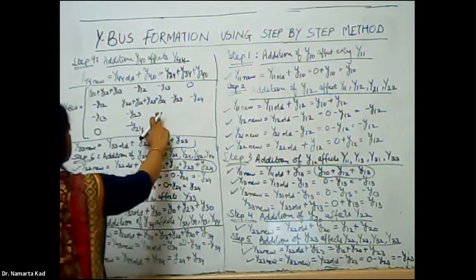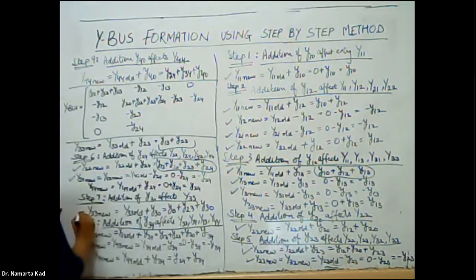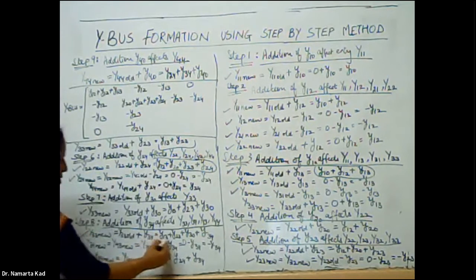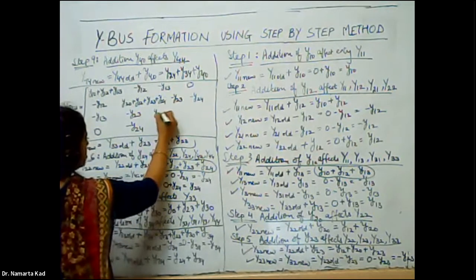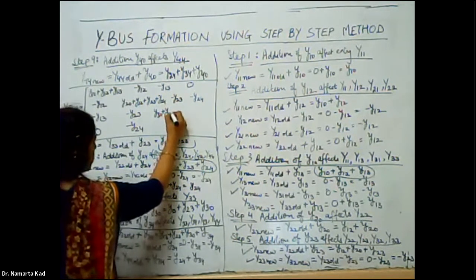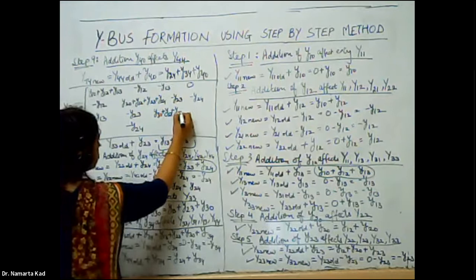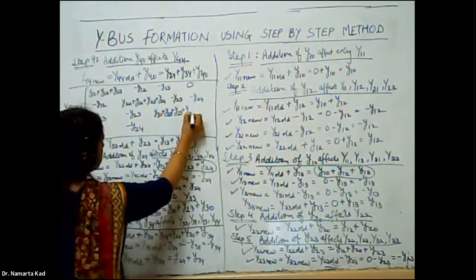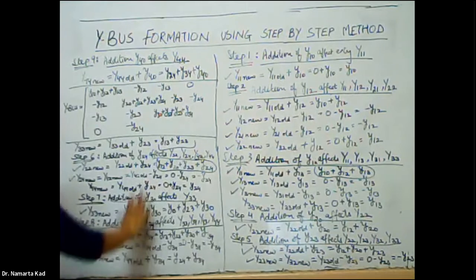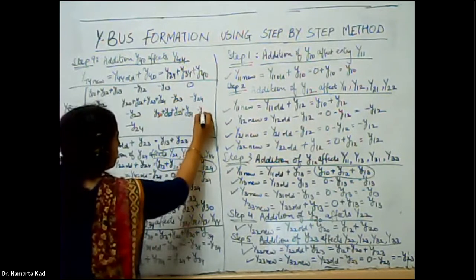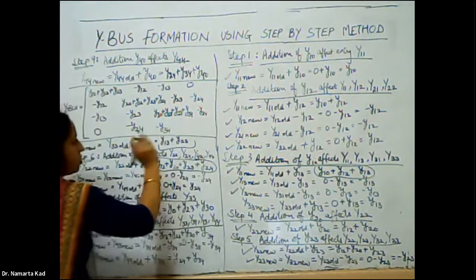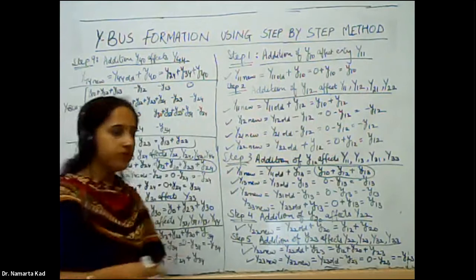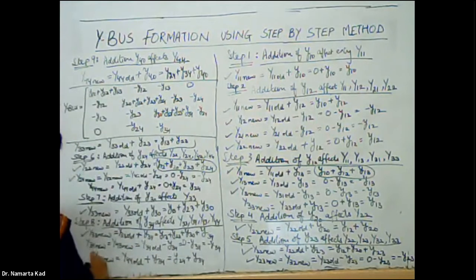Like the next entry for 3, 3. So final 3, 3 is here, and one more 3, 3 is also here. So this is the final entry for 3, 3. It comes out to be Y30 plus Y13 plus Y23 plus Y34. Similarly, for the 3, 4 entry, it is minus Y34, and here it is also minus Y34. And finally, the final Y44 entry is here.